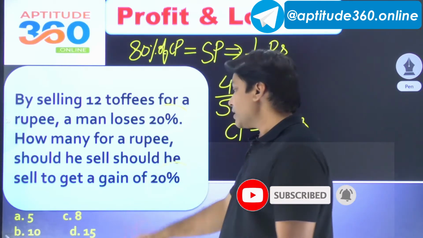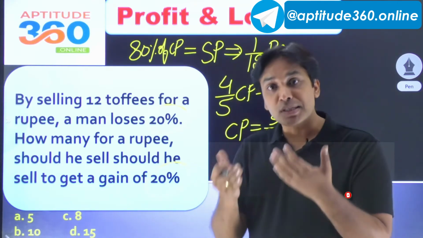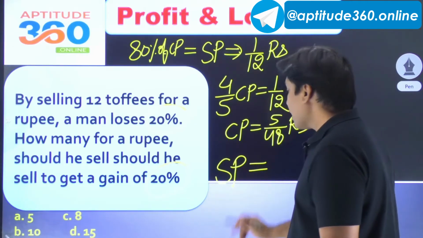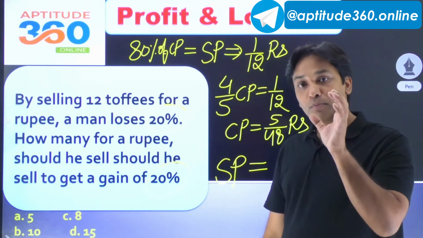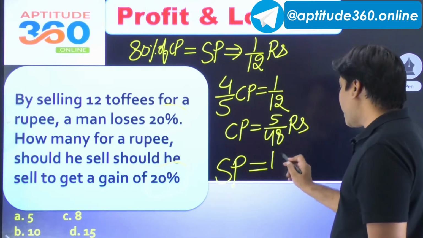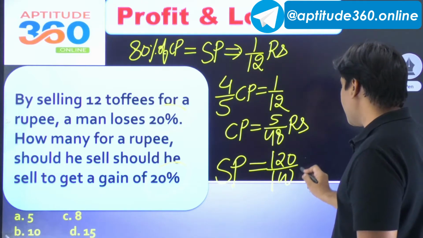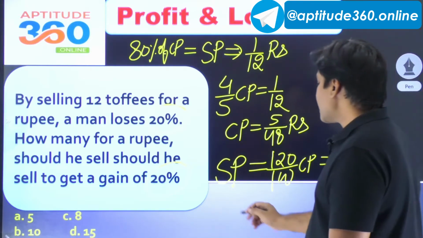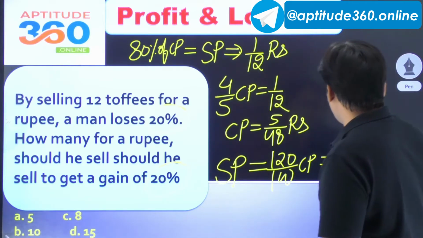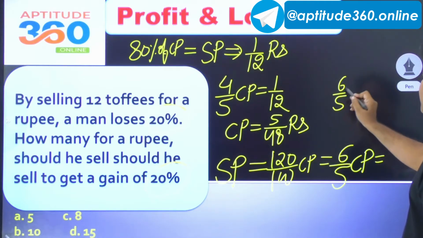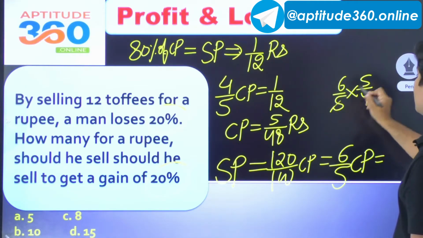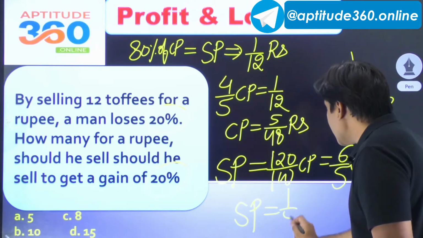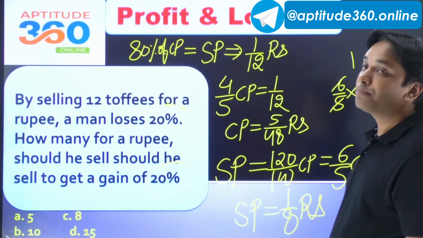And in this situation, it is being said that now you sell it at 20% profit. So we will have to make 20% profit. So what is going to be the selling price if we sell it at 20% profit? So look carefully, I will write this as 120 upon 100 times of CP. Now you know why I am doing it. 6/5 times of CP. So 6/5 times of CP is given to you. So 6/5 into 5/48, 5 is gone, this is 1/8. So selling price of one toffee should be 1/8 rupees, is it not?